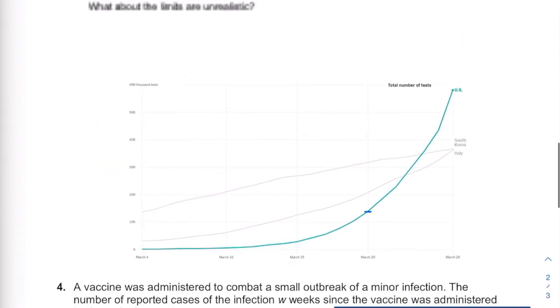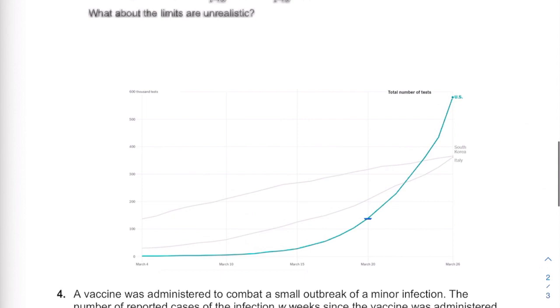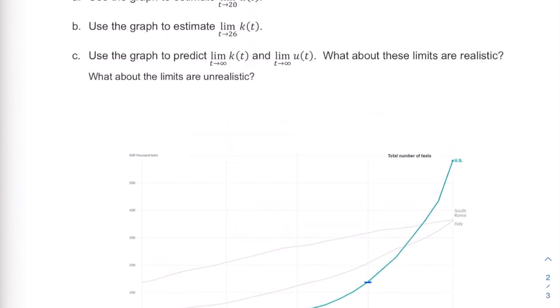So we could say that maybe the limit as t goes to 20 looks like it would be approximately 140, and this is in the thousands. They have done approximately 140,000 tests. And on March 20th, at that point, Italy had done a little bit over 200,000, and South Korea had done over 300,000. And then you can see how it rapidly grows and passes this.